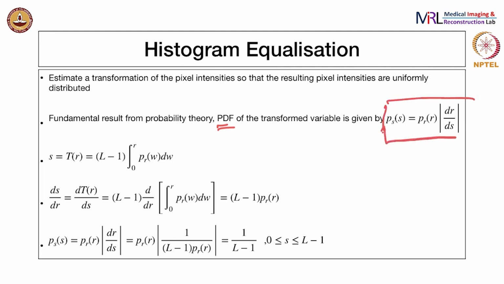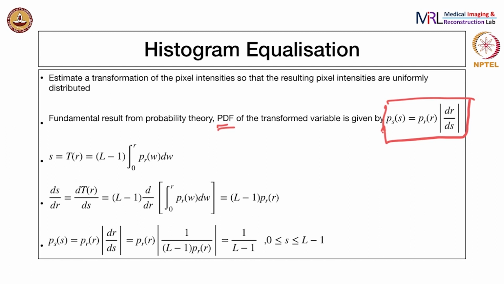Okay, where R is your source. The subscript R refers to your source image, that is the original input image, and S refers to the image that you are synthesizing using this transformation function. Okay, so why am I suddenly using PDF, probability density function? Where did that come from?